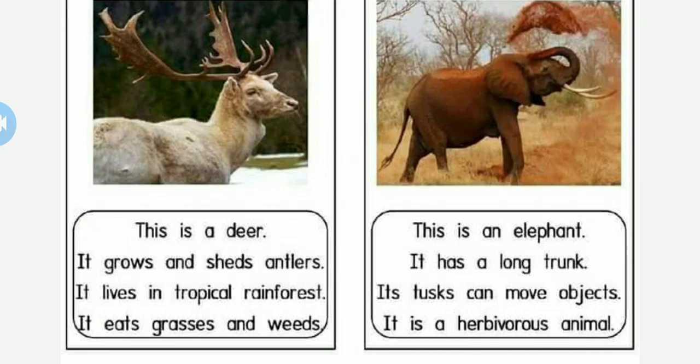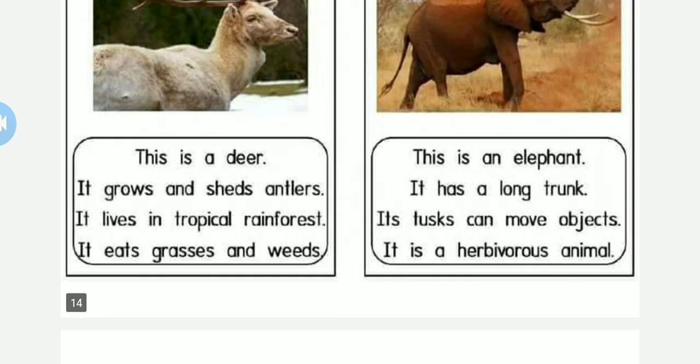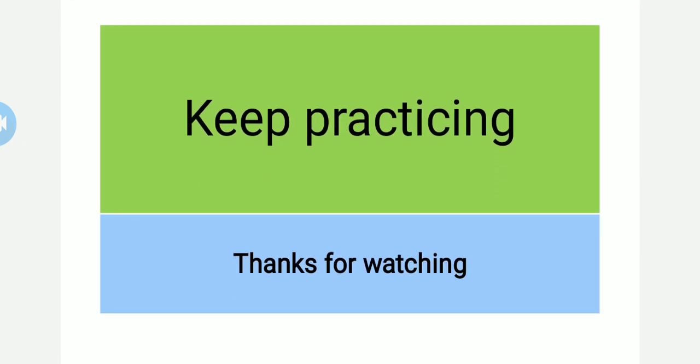Now, pay attention to the right side picture. Picture on your right hand side. This is an elephant. It has a long trunk. Its tusk can move objects. It is a herbivorous animal. Herbivorous animals means animals that eat herbs. They do not hunt and eat other animals. No more. Next slide. That's it for today.